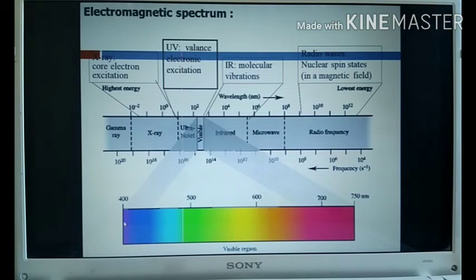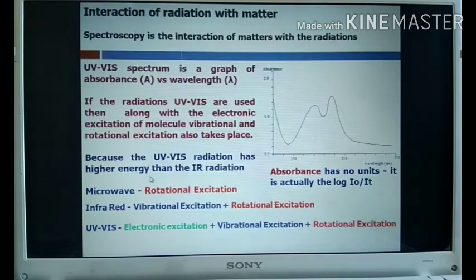Wavelength increases from violet to red. Wavelength increases, frequency decreases. You have to keep in mind that the visible region is 400 nanometer to 750 nanometer. And what is the color spectrum? Here it is. The spectrum shows that from violet to red, wavelength increases, and from red to violet, frequency increases. So you have to keep that in mind.